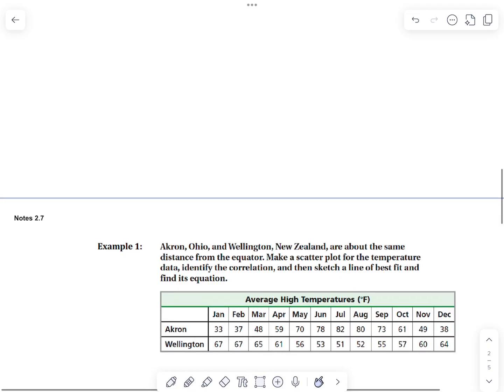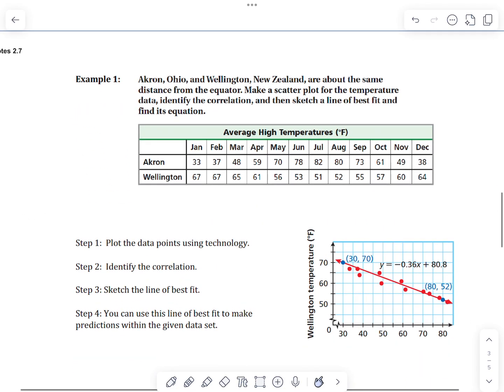Okay, so here's example one. It says Akron, Ohio and Wellington, New Zealand are about the same distance from the equator. Make a scatter plot for the temperature data. Identify the correlation and then sketch a line of best fit. So we have the months January to December for the average high temperatures for those two cities, and then you see those data points graphed out. So we have a trend of the data points decreasing.